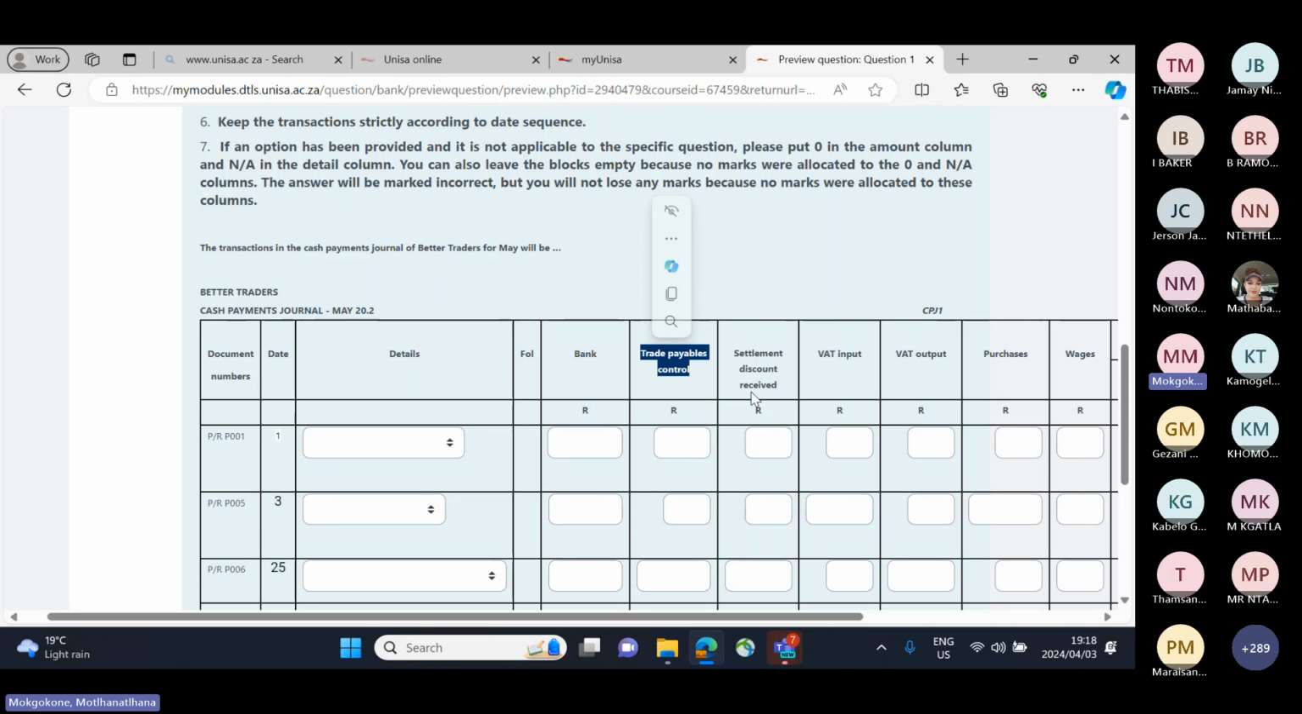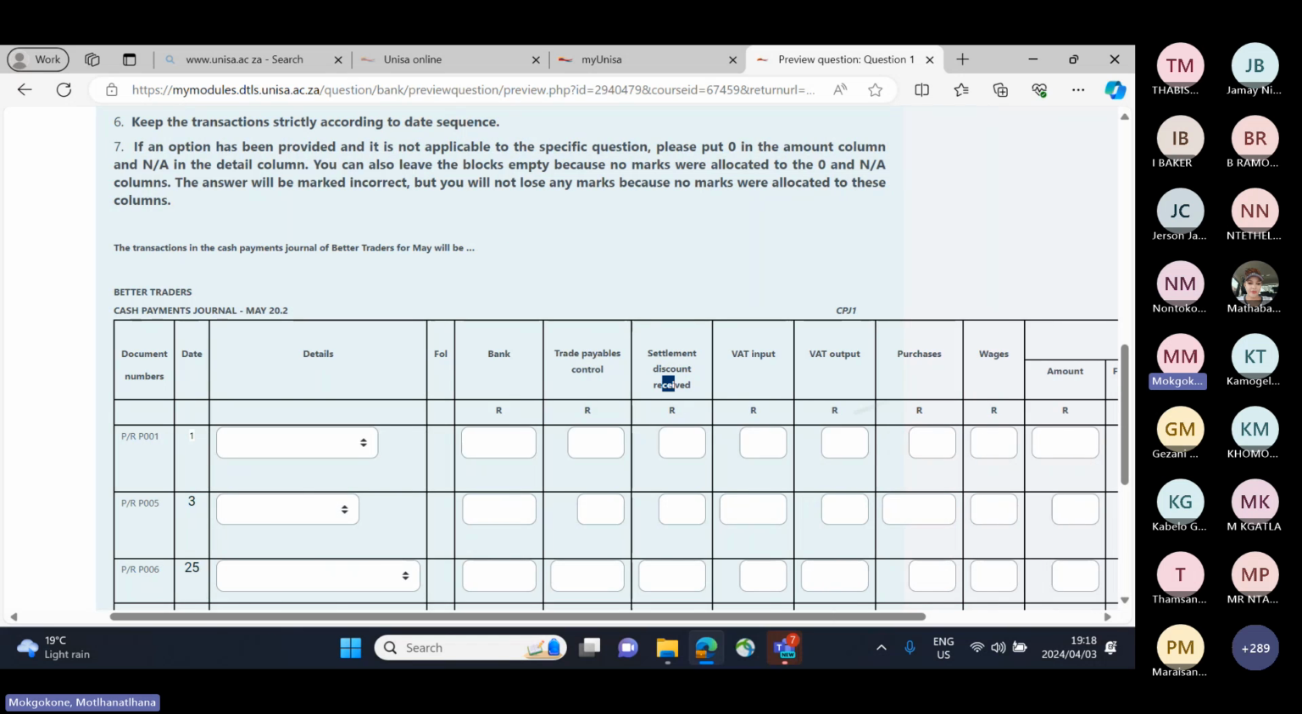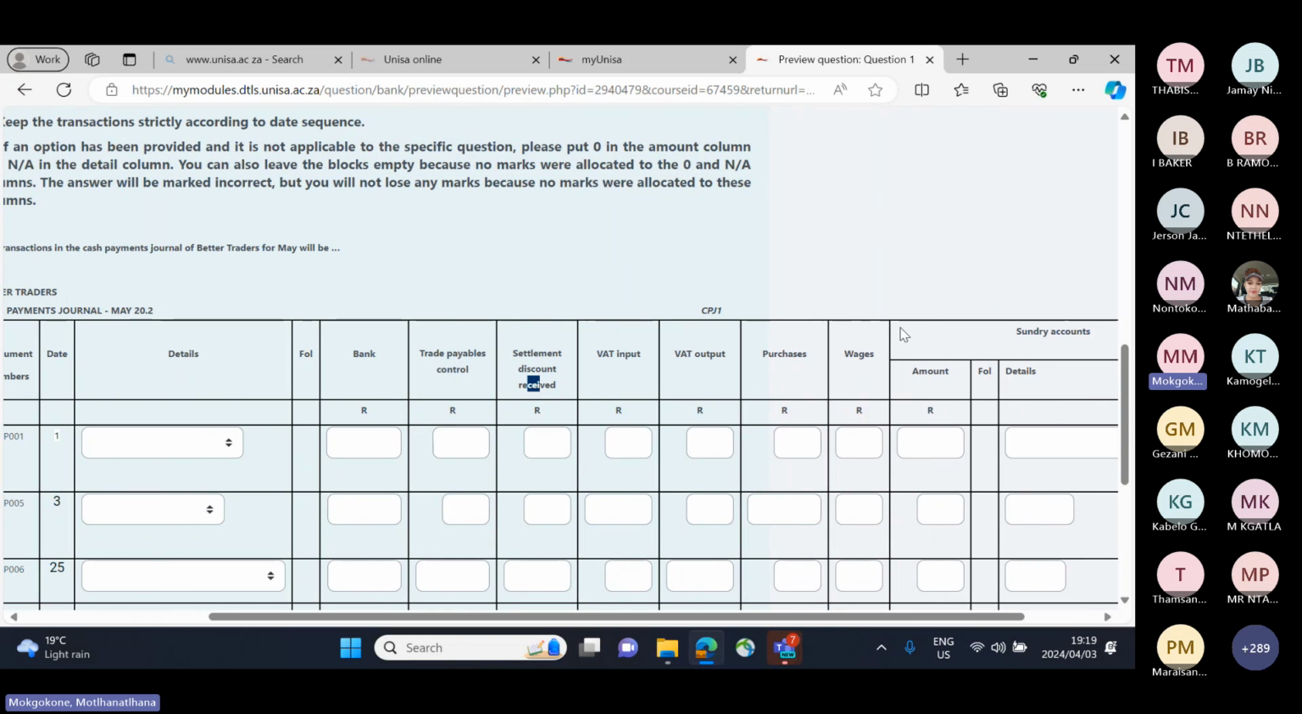Under settlement discount received, you record the amount excluding VAT. You must first account for VAT. After you account for VAT, you record the amount here excluding VAT. Here you record the VAT input amount. Here the VAT output. Here is the purchases column. Here you record the amount excluding VAT. Here is wages. There is no VAT on wages.